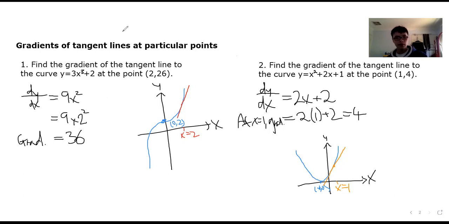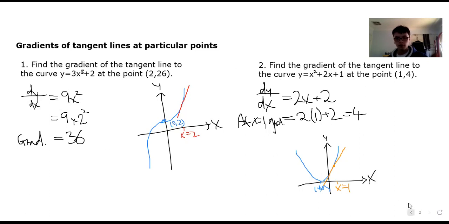Let's just briefly recap how to find the gradient of the tangent line to the curve at a particular point. What you need to do first is find the derivative dy/dx of the curve function, and then substitute the x value of the point into the derivative function, and then you get the gradient of the tangent line. That's just how you go about it.